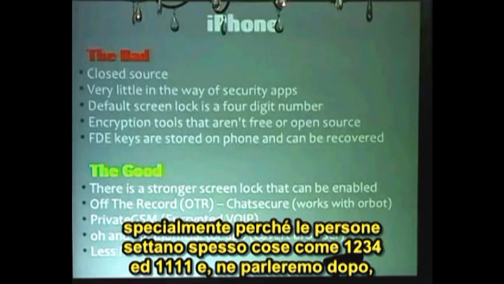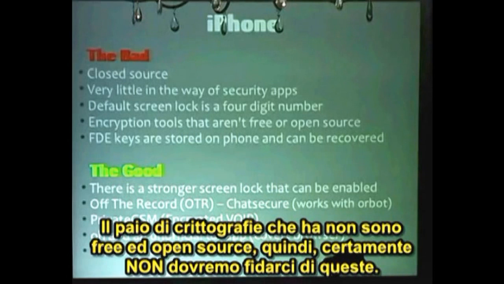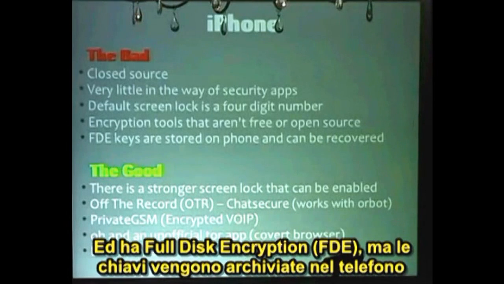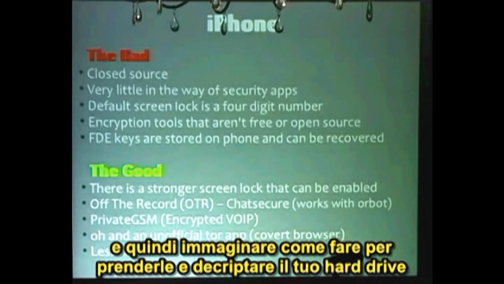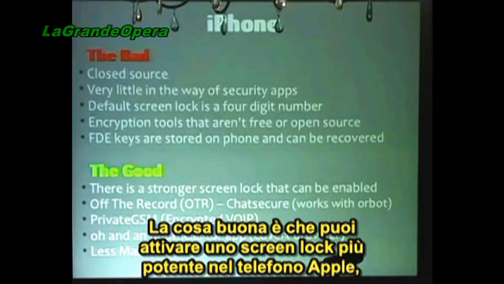And the same smudge attacks that I'll talk about later also work against the iPhone. A couple of encryption tools that it does have aren't free or open source, so of course we shouldn't trust them. And it does have full disk encryption, but the keys are stored on the phone, so it's a fairly trivial matter for a forensic analyst or anybody with Google research skills to figure out how to get that and decrypt your hard drive. The good things about it, you can enable a stronger screen lock on the Apple phone.